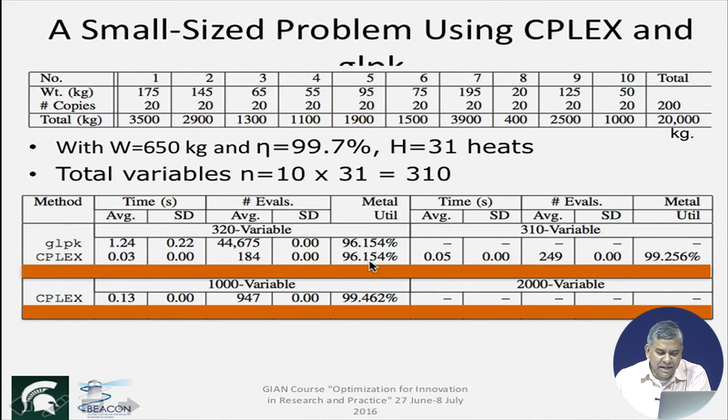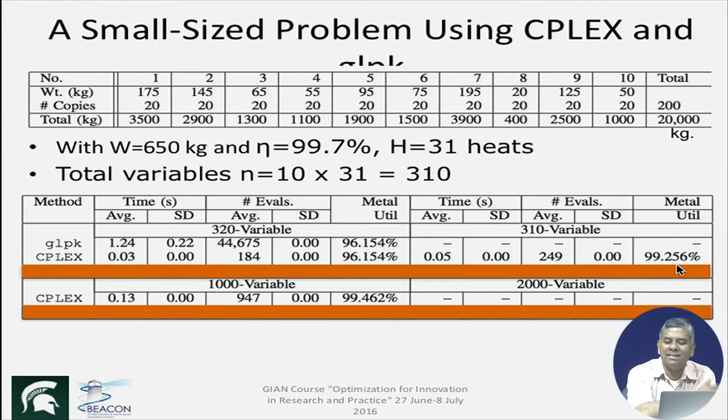Okay. Then I said, can it do the 310? It turns out, yes, Ciplex is much smarter than GLPK. It takes a little more time, 0.02 seconds more on average, with no standard deviation, because these are such good methods that every time you run, you get the same result when it works. 249, a little more, but you get much, much better efficiencies. That's because you have less metal melted, and you have the most efficient result.